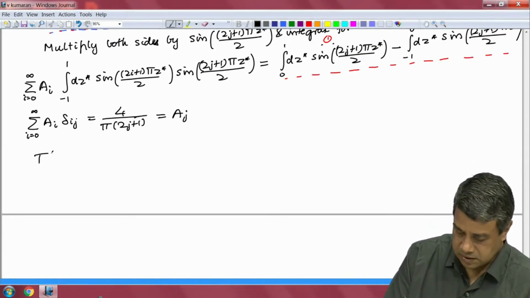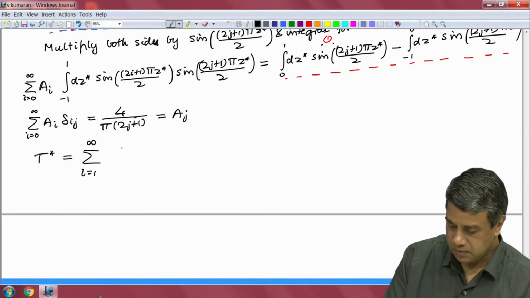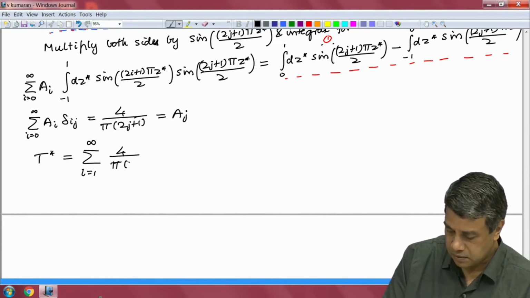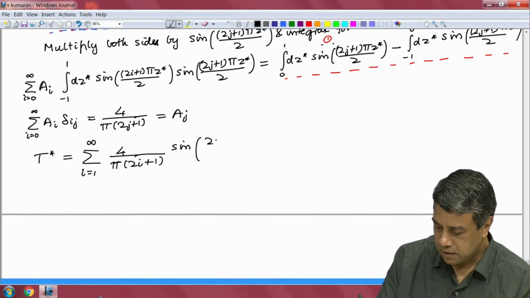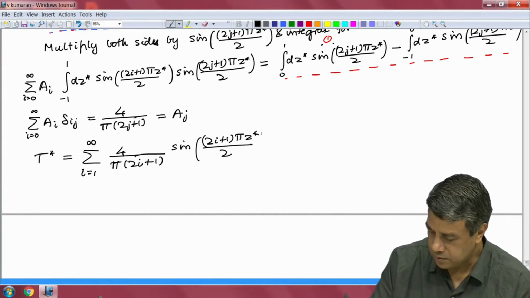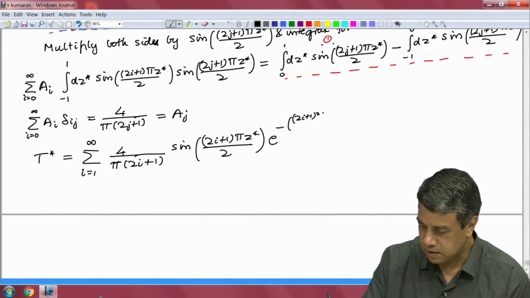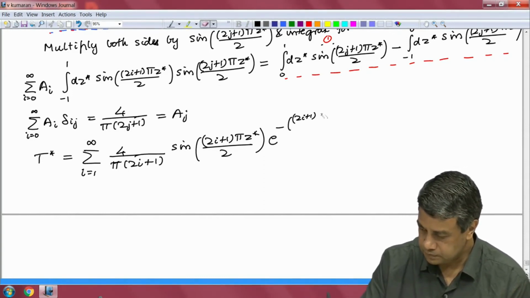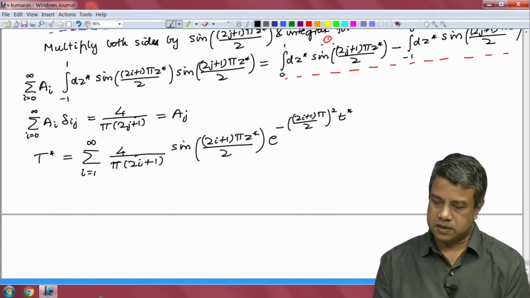And my solution T star is equal to summation, i is equal to 1 to infinity, ai, which is 4 by pi into 2i plus 1, sine of 2i plus 1 pi z by 2, times e power minus 2i plus 1 whole square into t star. So, this is the final solution that we have.